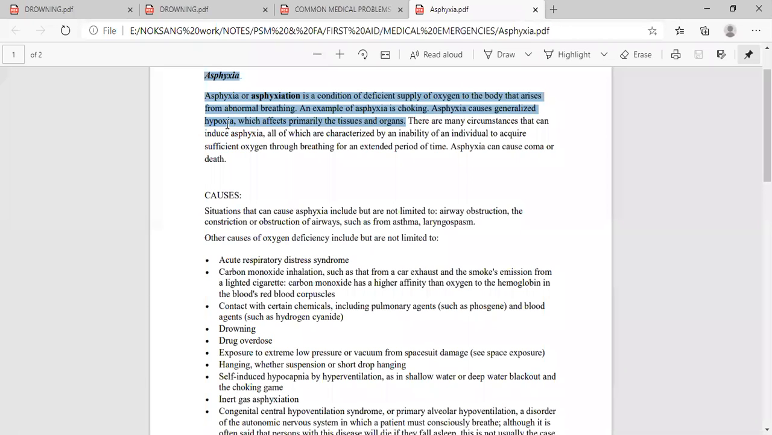In short, if you have absence of oxygen in the body tissues, it will directly affect your tissues and the organs, and because of which there will be abnormal breathing because of the decreased, insufficient or absent oxygen to the body tissues. In asphyxia, it can also cause coma. Ultimately, asphyxia may lead to coma and death of the person. So after the tissues and organs, you can write this last line: asphyxia can cause coma or death.